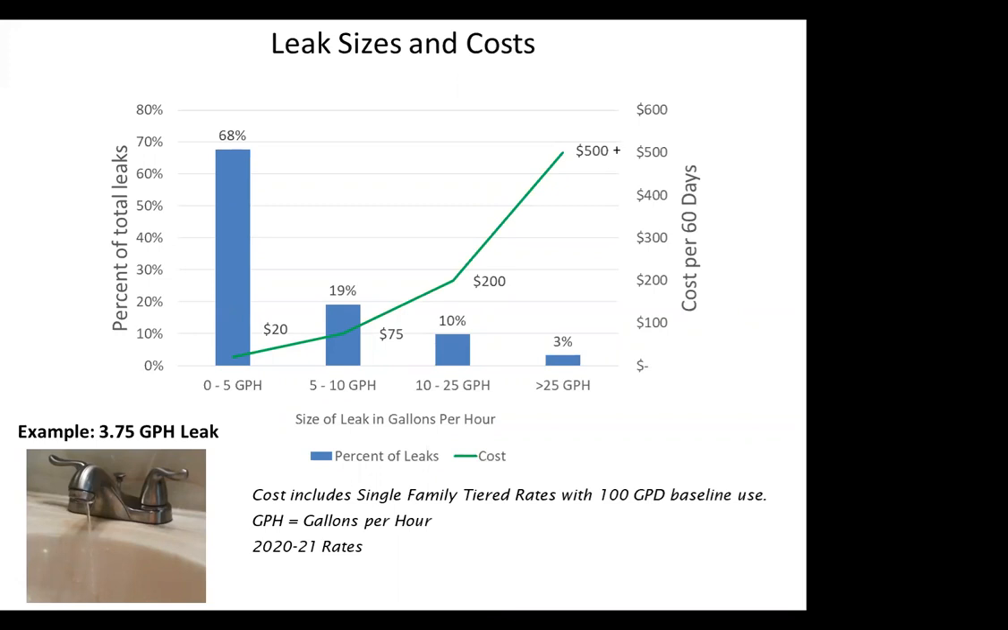As you can see in the left-hand bar, the majority of leaks are smaller. Those under 5 gallons per hour make up nearly 70% of the leaks found. A leak in this range might cost a single family customer $20 every 2 months. Larger leaks are still common enough, and a leak in the 5 to 10 gallon per hour range might add $75 to that same bill.